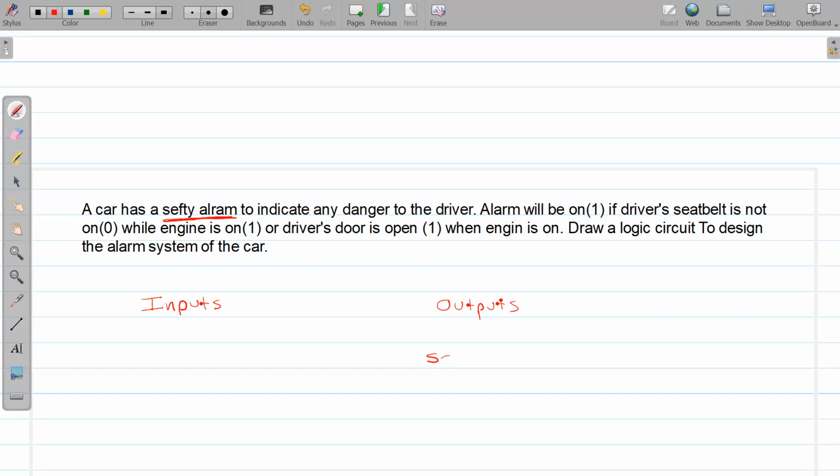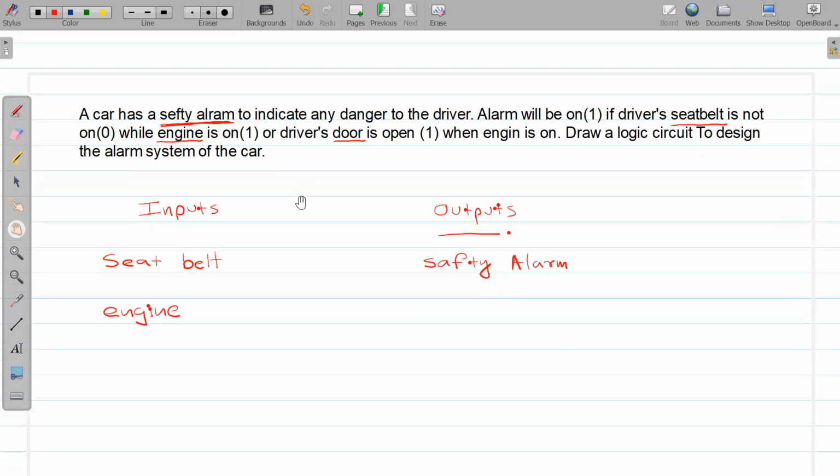Right, okay. So here comes the safety alarm. That is the output, and it is controlled by what? Seat belt, engine, and the door. Right, so they take inputs how? Seat belt, it should be two words, and engine, then the door, right?